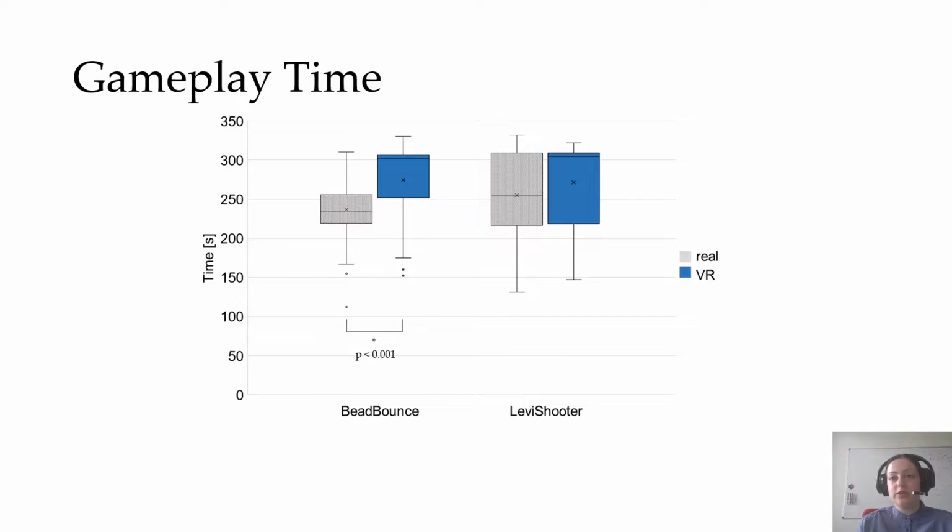This graph shows the time participants spent playing each game in each condition. In the LeviShooter game, a ceiling effect occurred, where most of the participants spent the maximum allowed time of 5 minutes playing the game in both conditions. The results for the BeadBounce game, however, indicate that participants spent significantly more time in the simulator compared to the real interface.